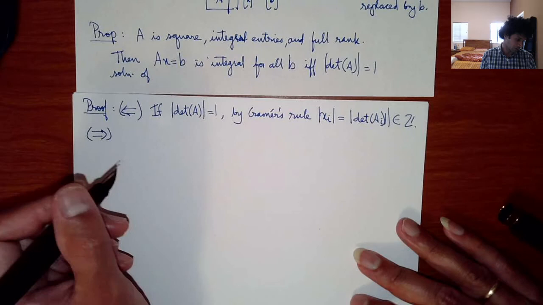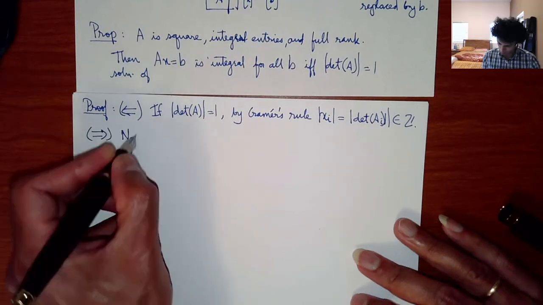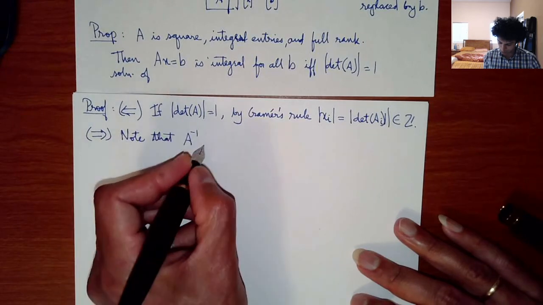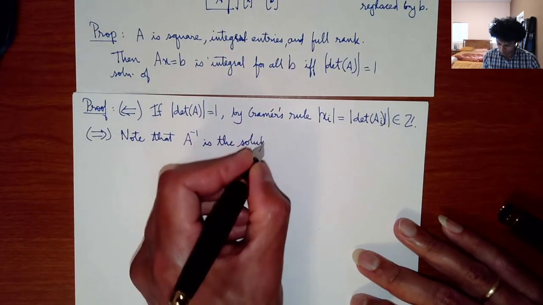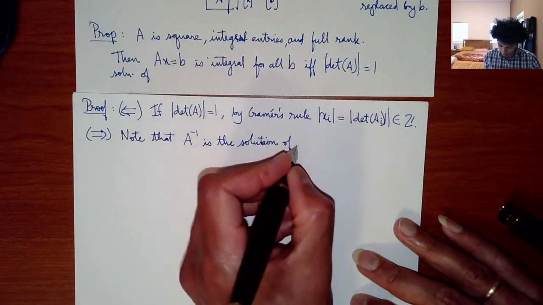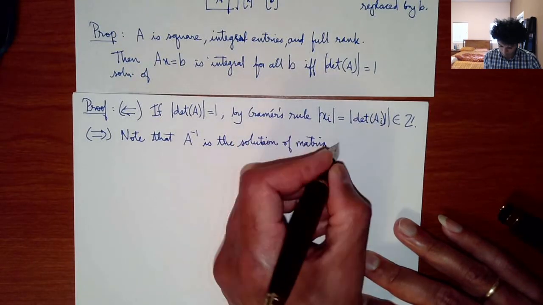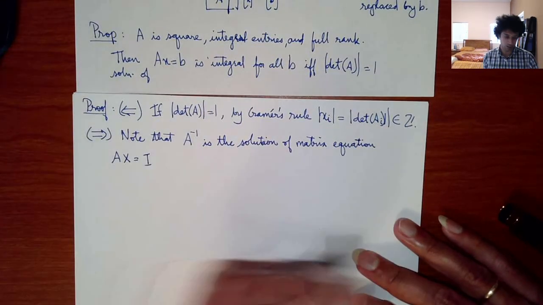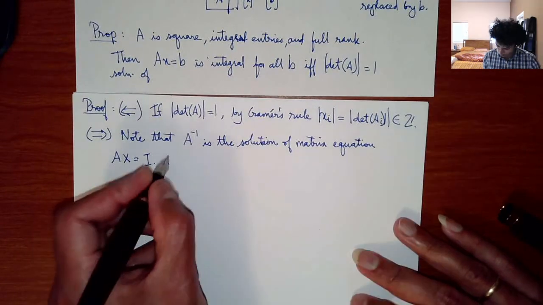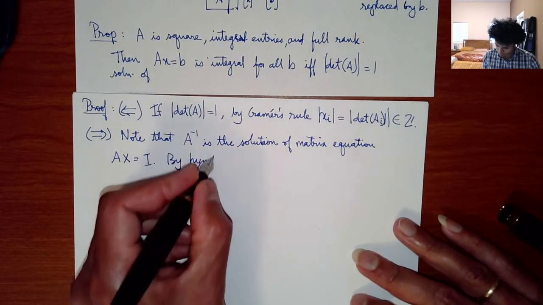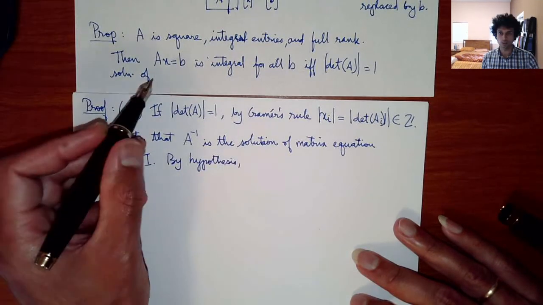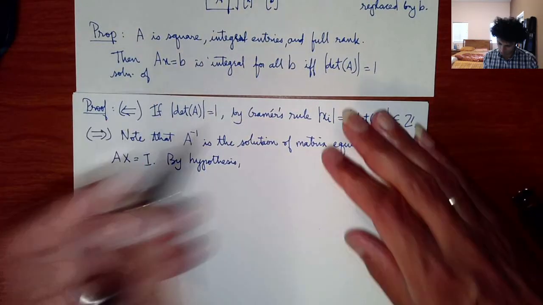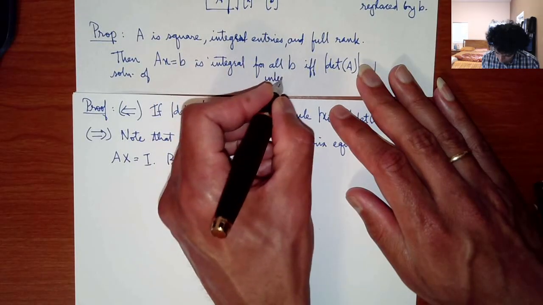Okay, now let's look at the other implication. So note that the matrix A inverse is the solution of the matrix equation Ax is equal to the identity matrix. Now by the hypothesis, what is our hypothesis? We're saying that suppose the solution of Ax equal to b is integral for all integral b.